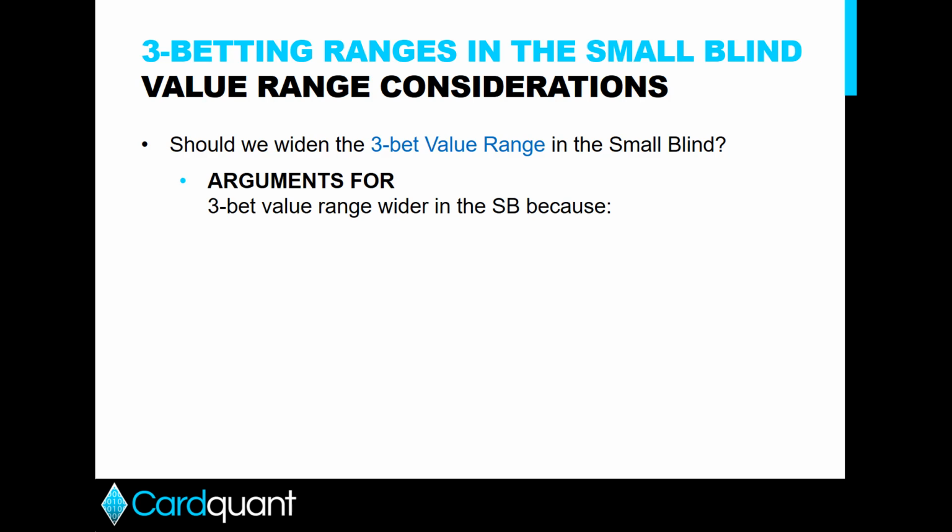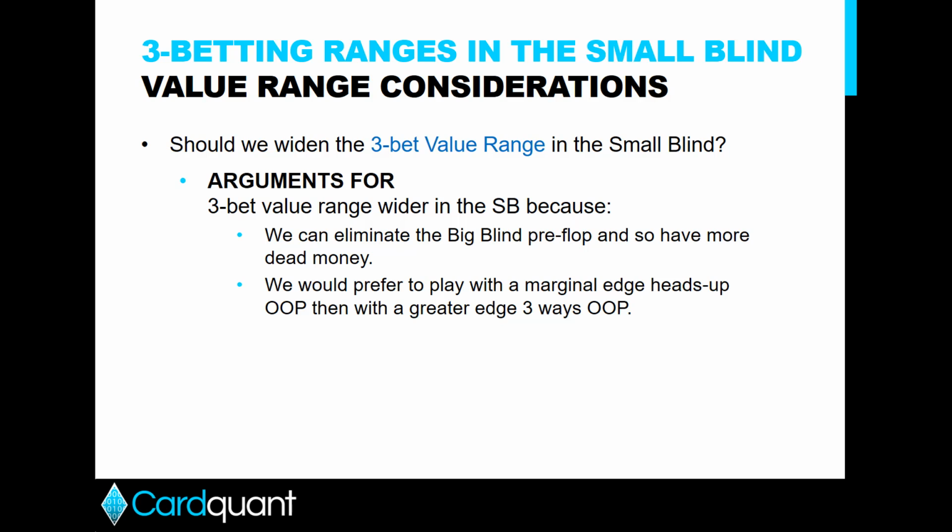So the arguments for widening the 3-bet value range would be mainly that we can eliminate the big blind pre-flop, so there's more dead money, so shouldn't we just 3-bet more often? And also because there are lots of hands that would rather play with a marginal edge heads up out of position than with a greater edge in raw absolute terms 3-way out of position. So there's a lot of benefit to not permitting the big blind to realize any equity whatsoever. So those two arguments on their own sound pretty good.